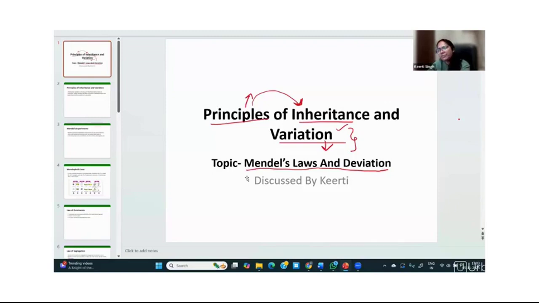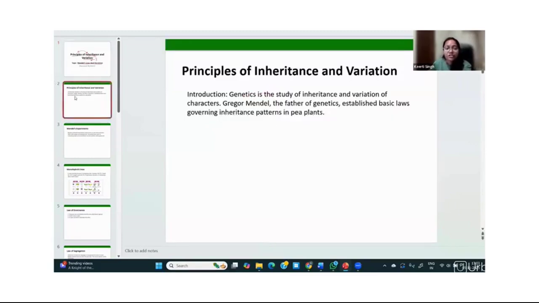So how is this pattern governed? This chapter is all about this: what kind of principle is there that this inheritance is taking place in this manner, right? So let's start our chapter.